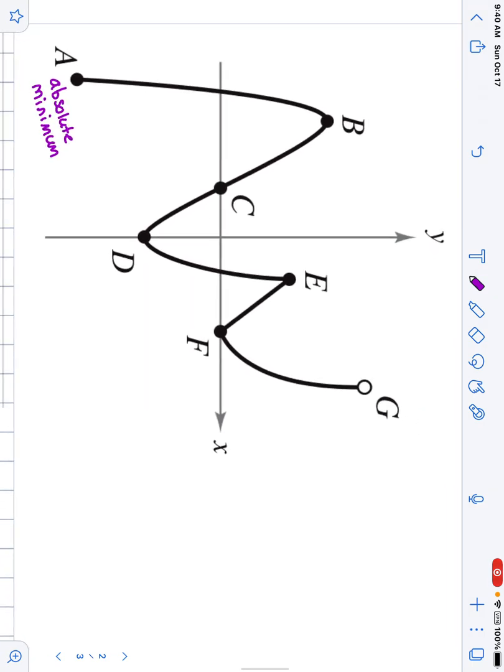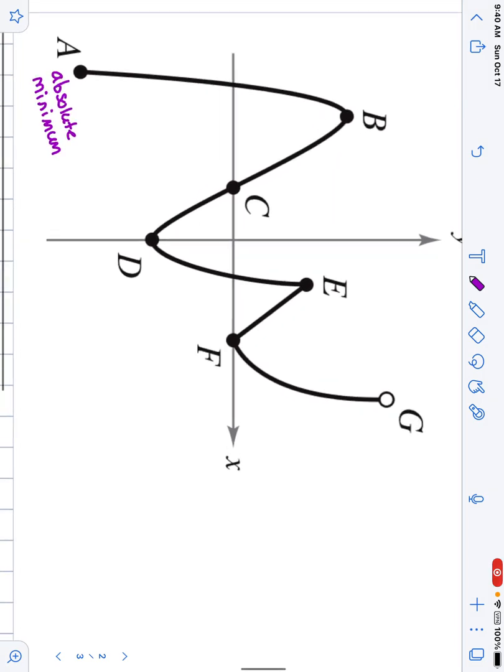Point B is a turning point. The slope changes from positive to negative. This is a relative maximum. Is it also an absolute maximum? No, because there is actually a point higher than this point on the graph itself. So this is a relative maximum.